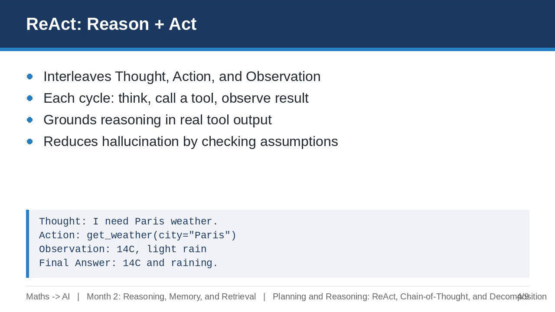ReAct interleaves reasoning with acting. Each cycle has a thought about what to do, an action that calls a tool, and an observation containing the result. That observation feeds back into the next thought. Because the model checks its assumptions against real tool output, ReAct grounds reasoning and reduces hallucination.